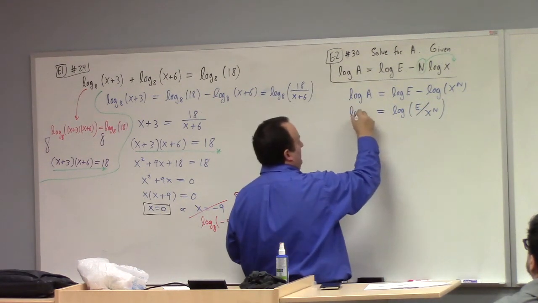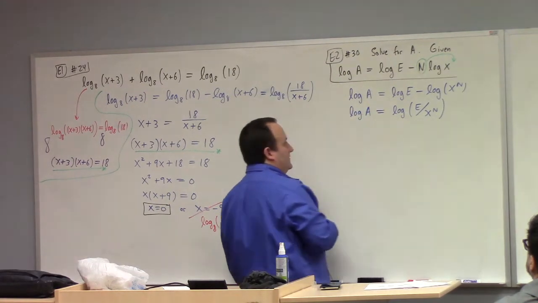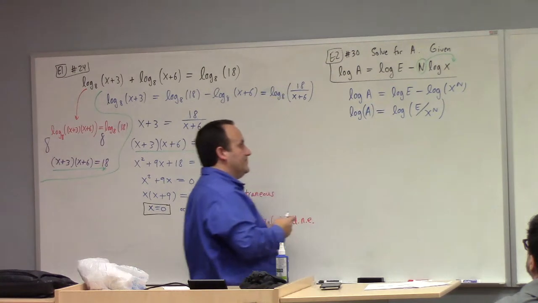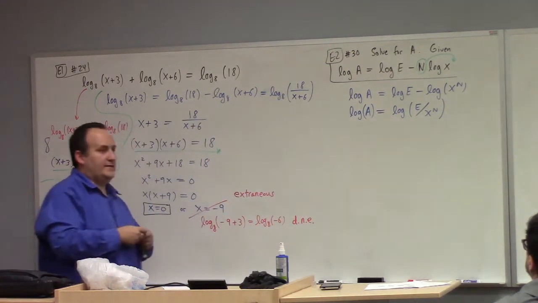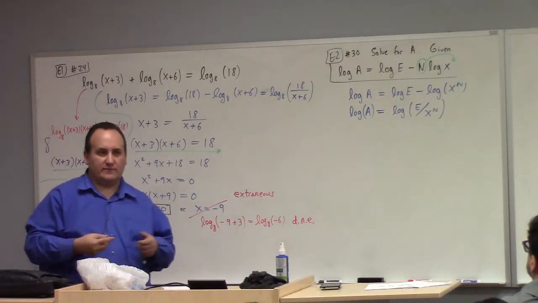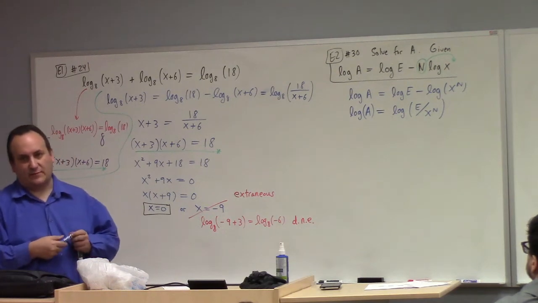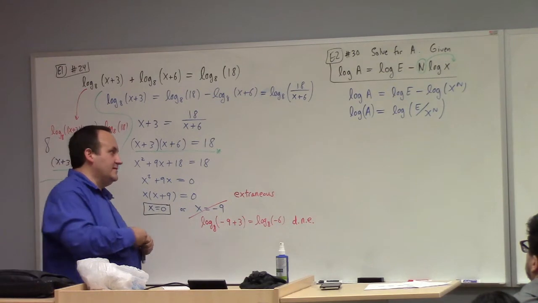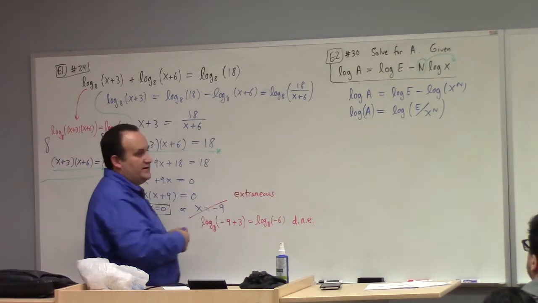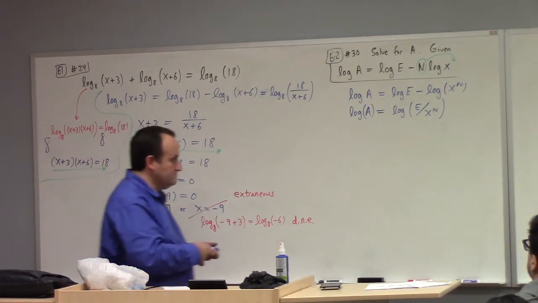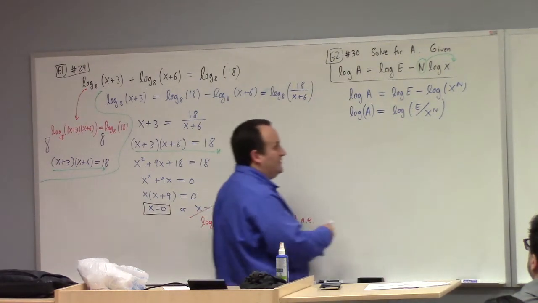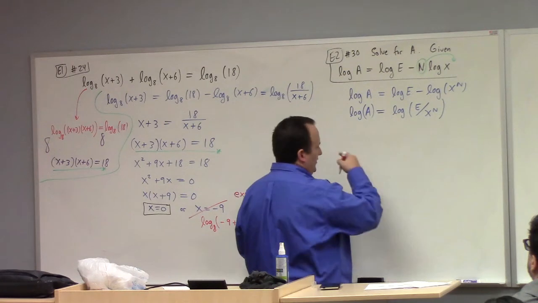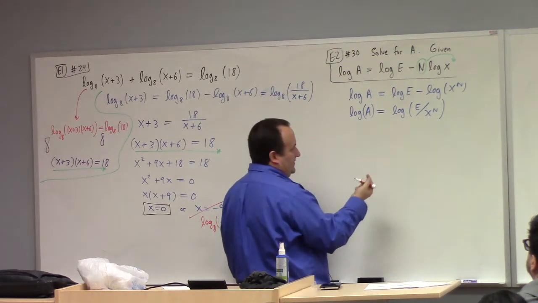So log of A equals log of E divided by x to the n. Now when you just write a plain unadorned log like this, what kind of log is it? It's the common log, right? It says log base 10, right? So where can you go from here? You could convert it to the corresponding exponential form. I really would say you use the one-to-one property of the logarithm.